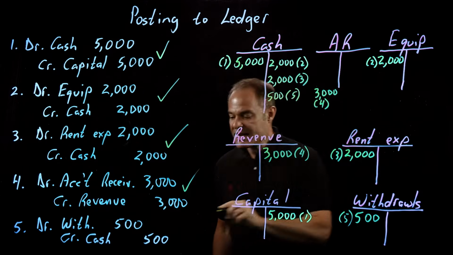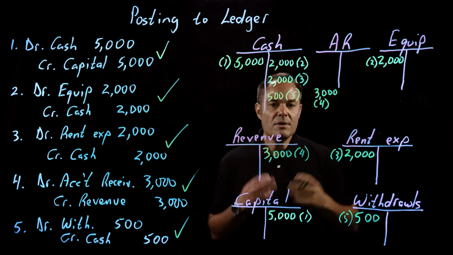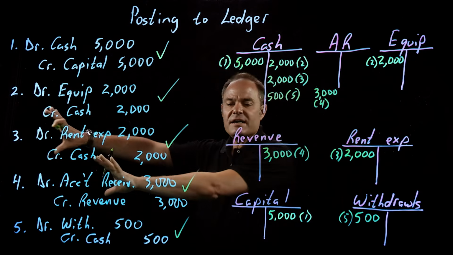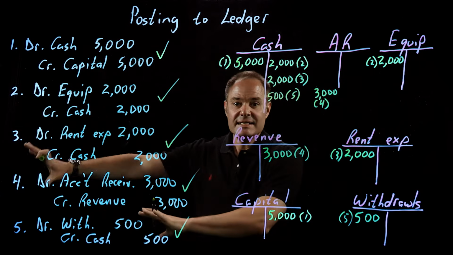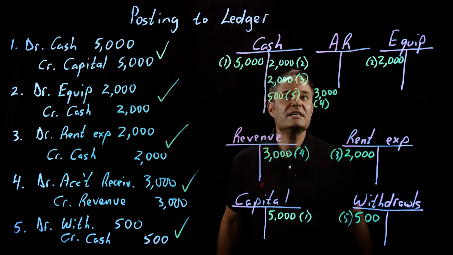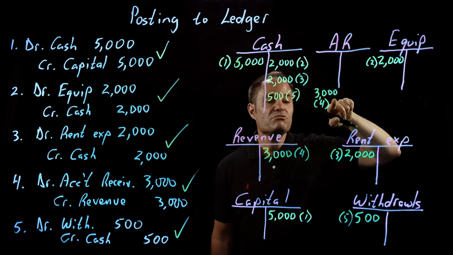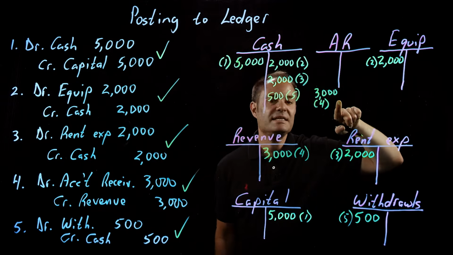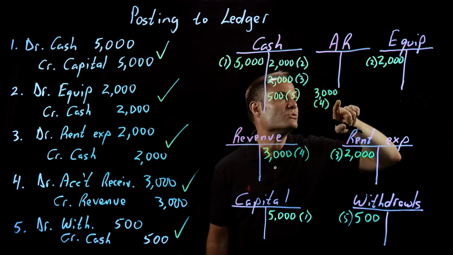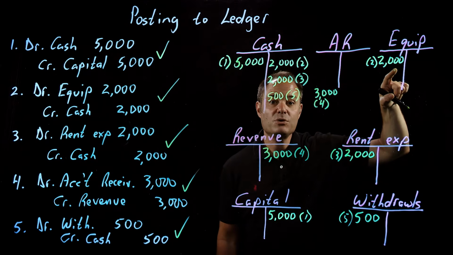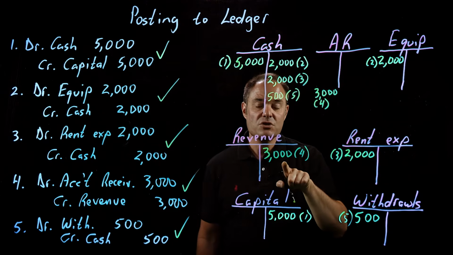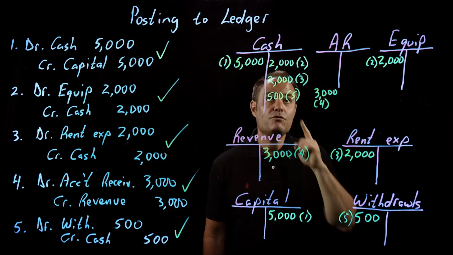Okay? And now we've posted all of these. Well, we can now kind of ignore this. It doesn't go away. It stays there in the journal. But now we can focus our attention over here. And we can see that accounts receivable, there's $3,000. We can very quickly see that the company has $3,000 owing to it. It has $2,000 of equipment. It's earned $3,000 of revenue, and so forth.